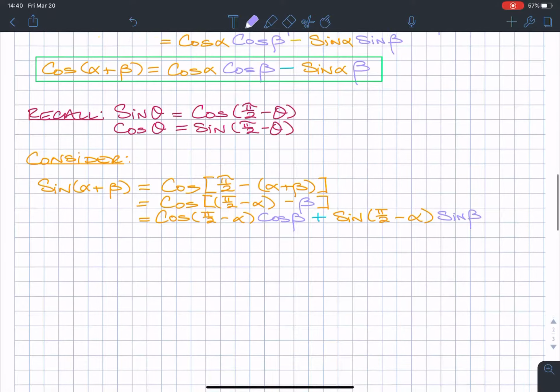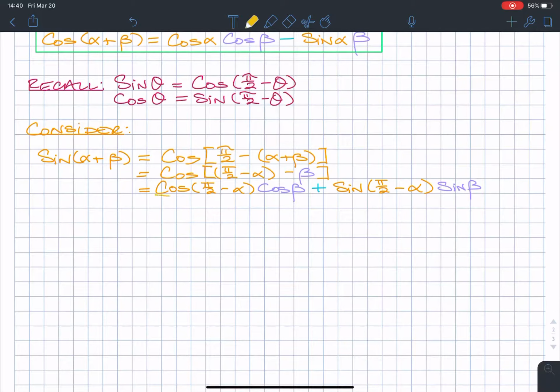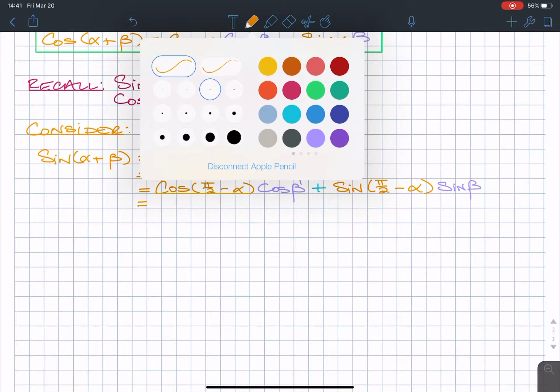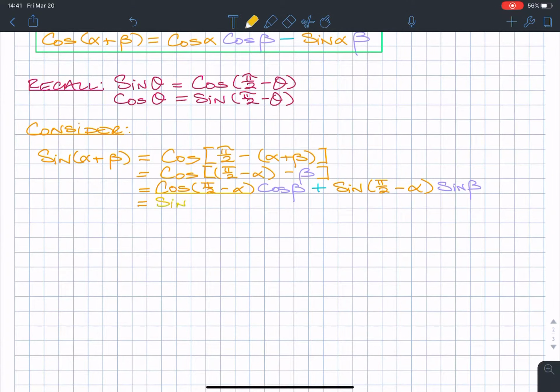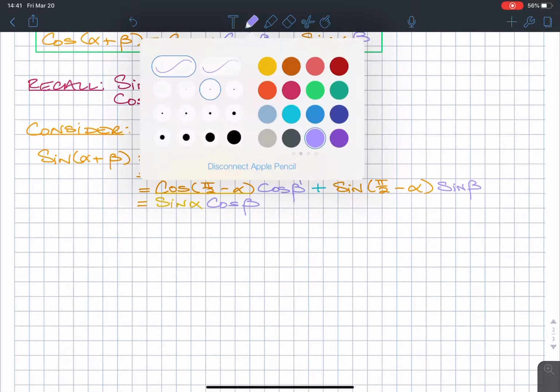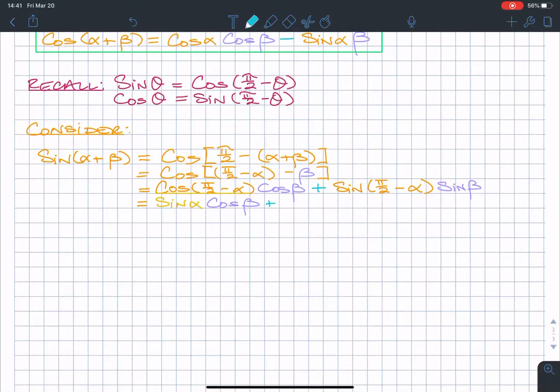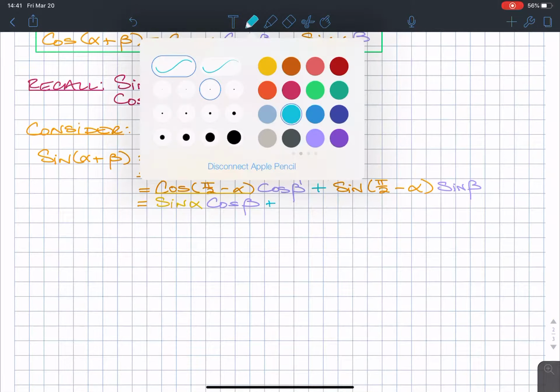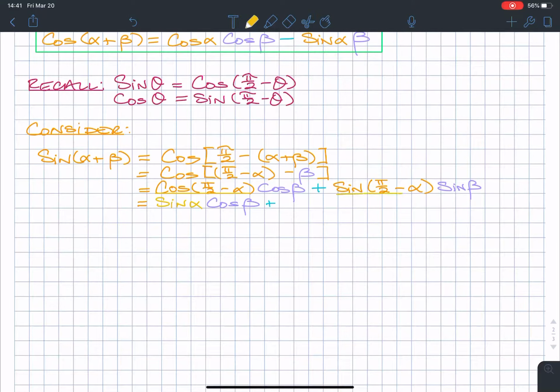Okay, but what do I know about cosine of pi over 2 minus alpha? Well, that's the same as sine. Okay, so I'm going to write this as sine alpha cosine beta plus, what color should I use? I guess I'll use yellow again. How can I rewrite sine of pi over 2 minus alpha? Well, I can write that as cosine of alpha sine beta.